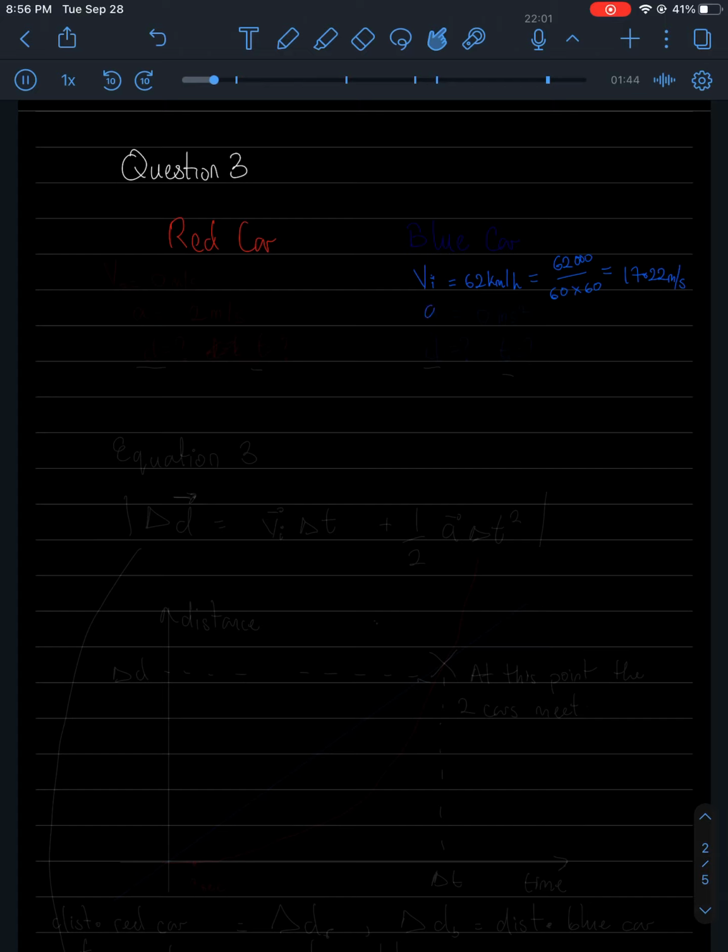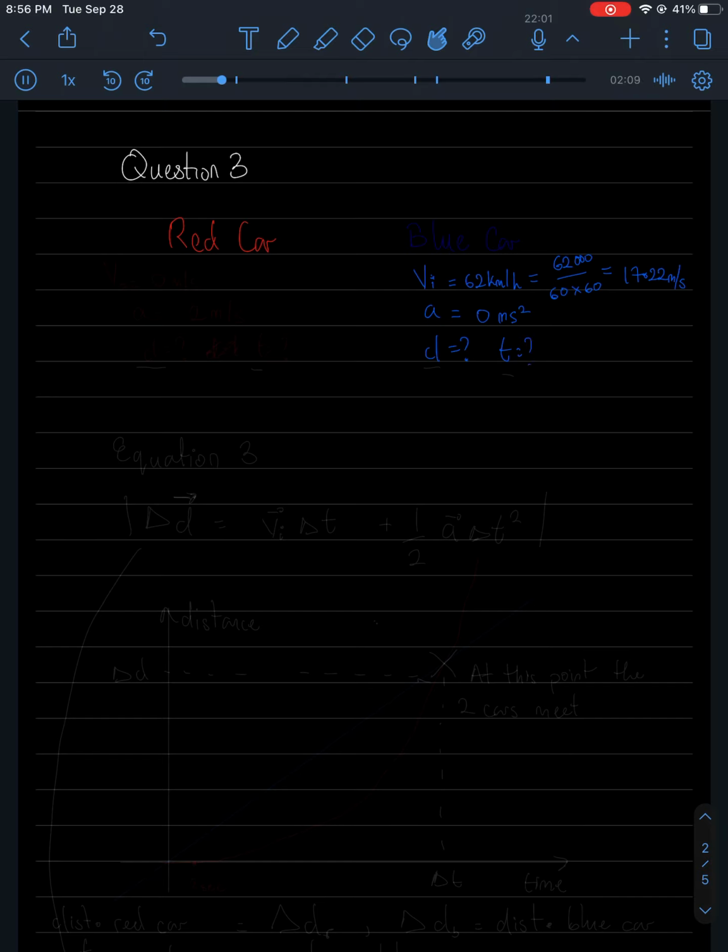The acceleration, because it has a constant speed of 62 kilometers an hour, it's not accelerating, so the speed isn't changing. The acceleration is 0 meters per second squared. And we're trying to find its distance, its average distance, and its average time traveled.